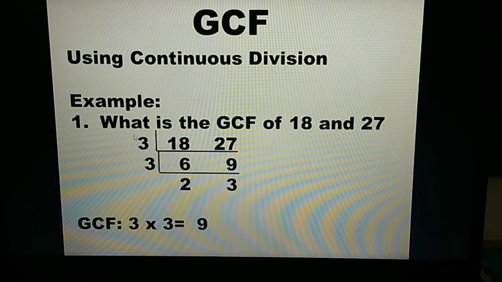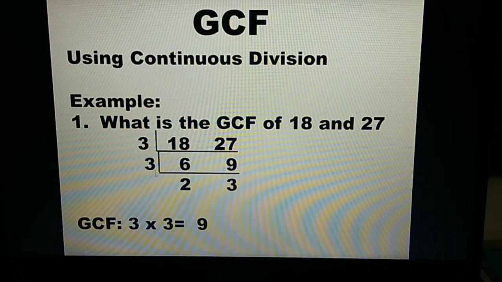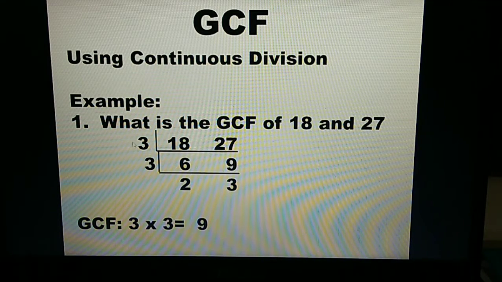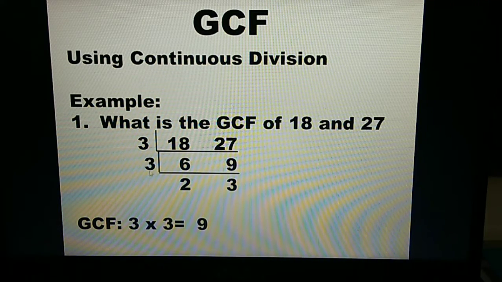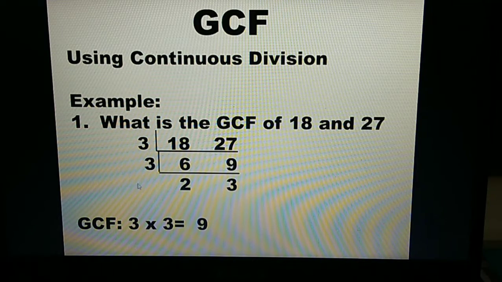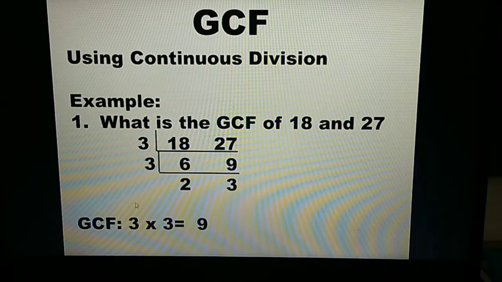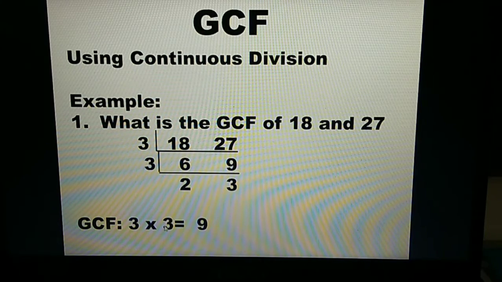So, the two numbers here, 3 and 3, the two common divisor, ito i-consider natin sa pagkuha ng GCF. So, we have to get the product of these two for our GCF. That's why the product, 3 times 3 is 9. Therefore, our GCF is 9.